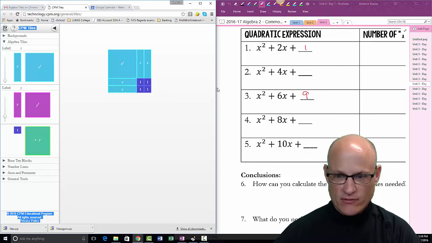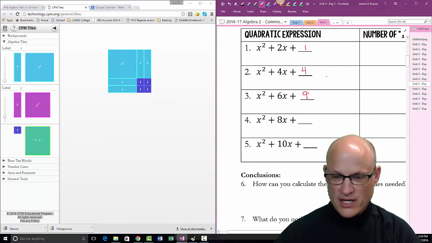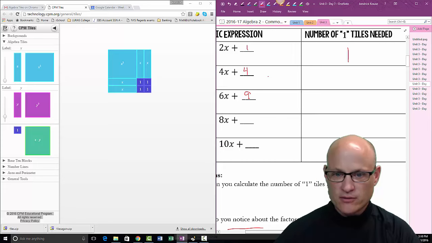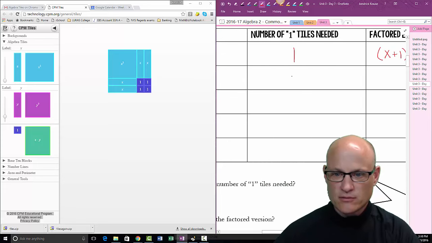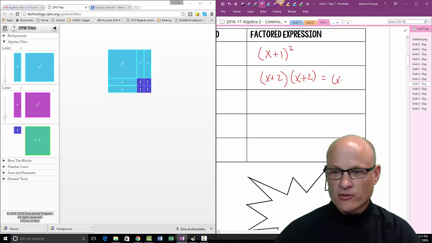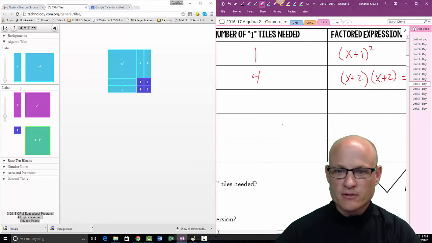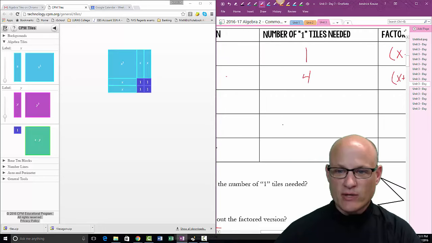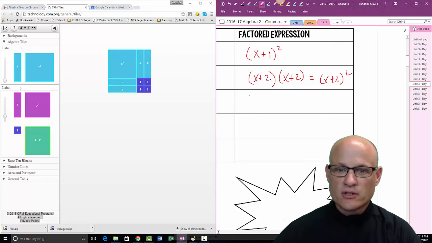Now I have to add four of these things. So go back over here. I have to add four of those things. And in factored form, it would be x plus 2 times x plus 2. Or, oh, I should have written that upstairs, x plus 2 squared. All right, 9 we already did. We had to add 9 tiles. And we said that was x plus 3 times x plus 3, or x plus 3 squared.